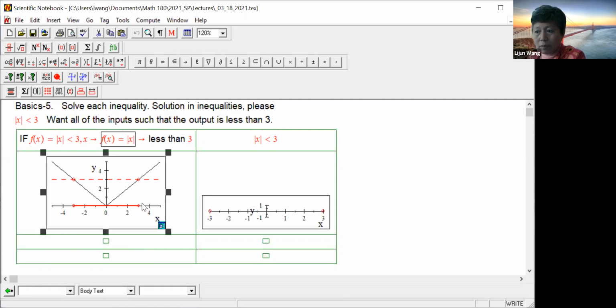What does this indicate? This indicates that for this input here, the output is less than 3. This is the input. I'm going to use a different color, green. For this input, the output is less than 3. Yes? Another input, and the output is less than 3.